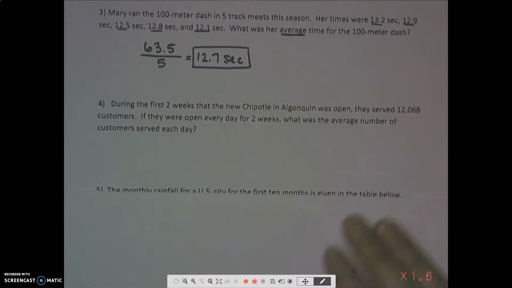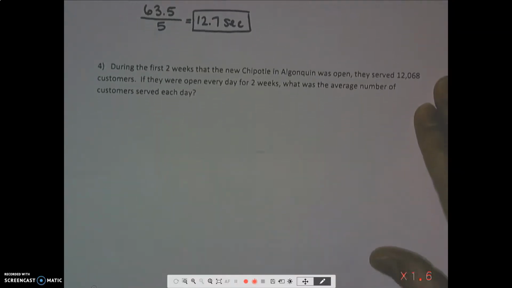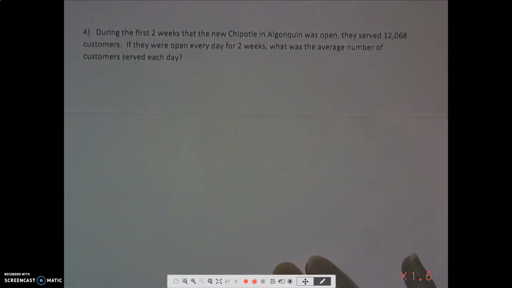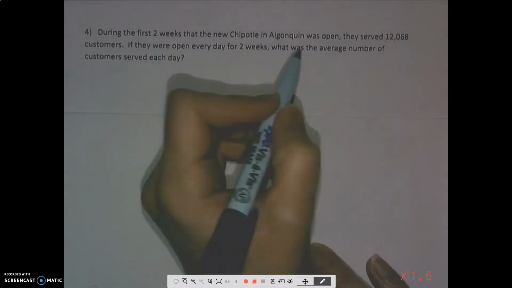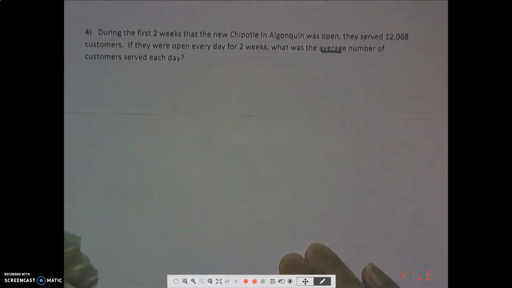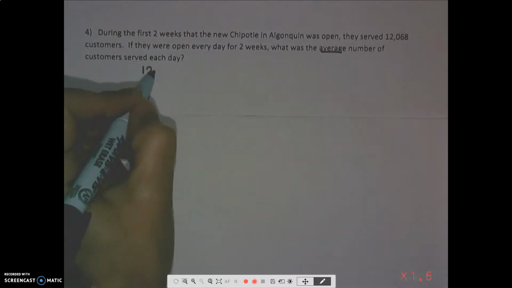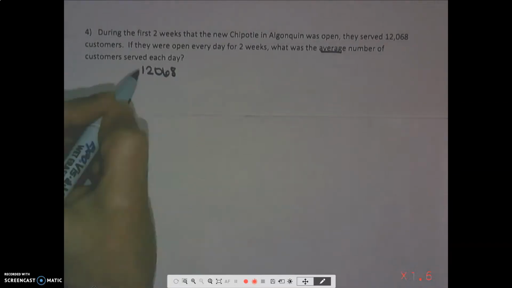All right, next question. During the first 2 weeks that the new Chipotle in Algonquin was open, they served 12,068 customers. If they were open every day for 2 weeks, what was the average number of customers served each day? So again, we're talking about average. That means we're talking about mean. That means we're adding all of the different people together. The total number of customers they had was 12,068 at this new Chipotle.